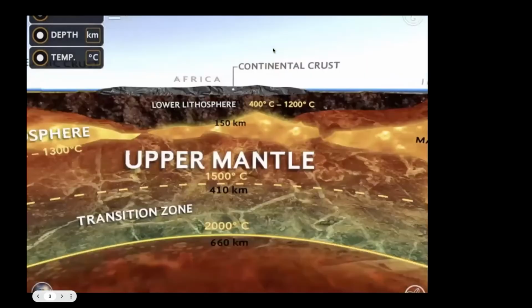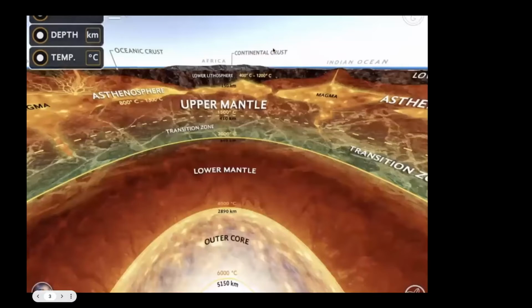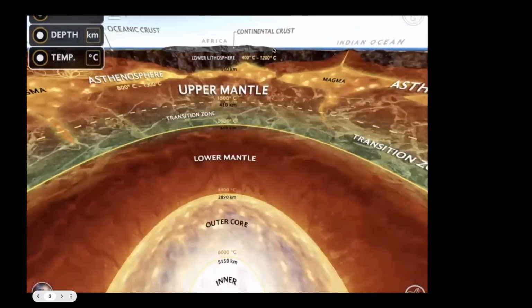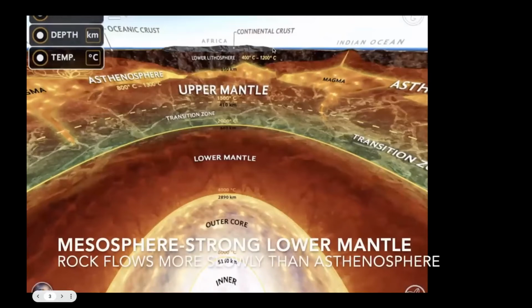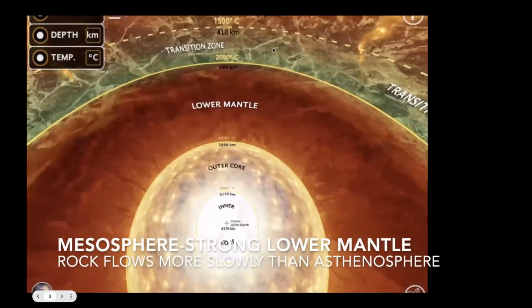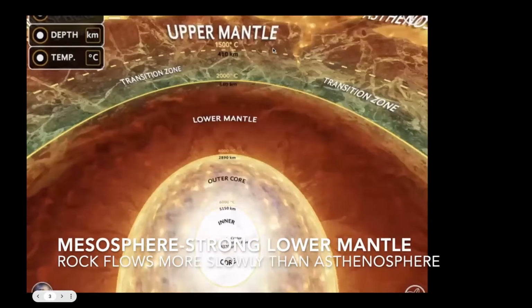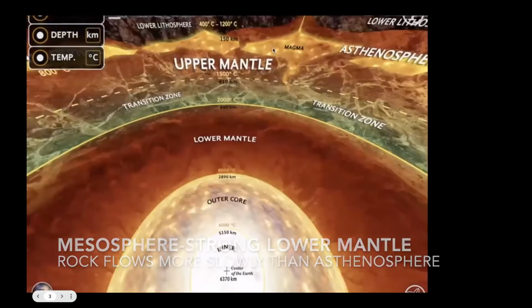So we have little animals migrate. So migrate stands for the mesosphere. The mesosphere is not explicitly labeled in this app, but the mesosphere is the strong lower part of the mantle. And you can see here the lower mantle. The rock here flows even more slowly than it did in the asthenosphere. So hopefully if you guys are looking at the lower mantle, you're able to see that the rock in the lower mantle is more rigid. It's not flowing like it did in the previous layer.